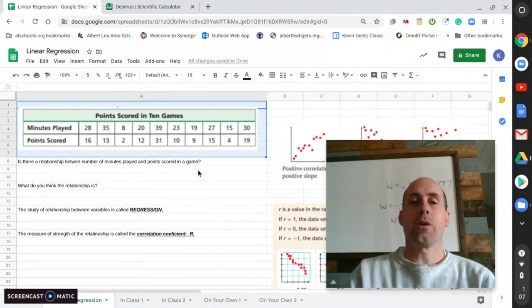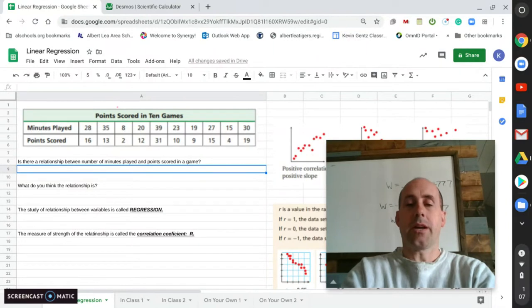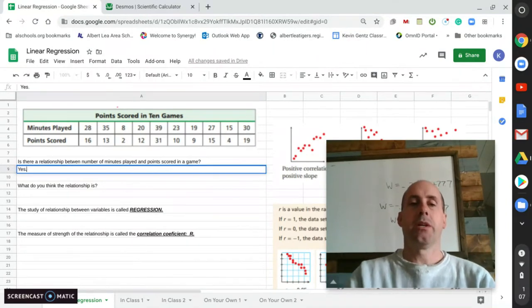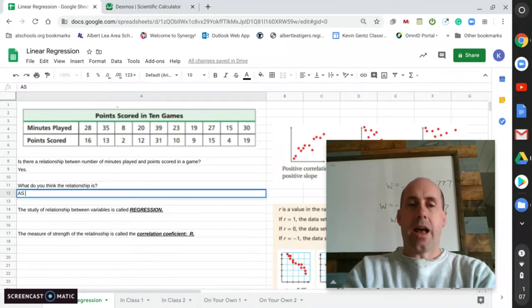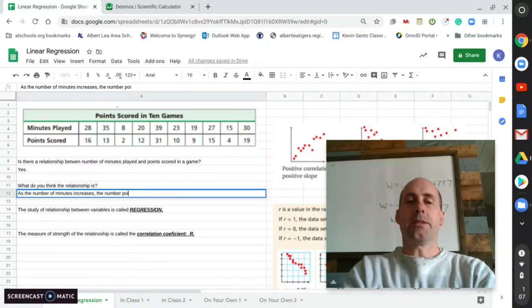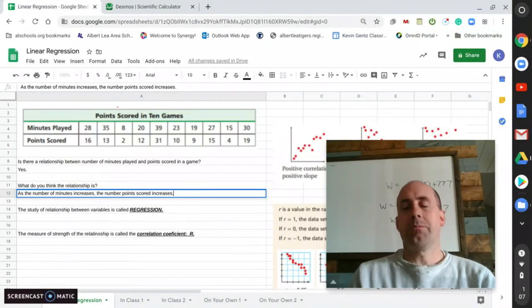The question I have for you is, is there a relationship between the number of minutes played and the points scored in a game? I would argue that yes, I believe there is a relationship. What do you think the relationship is? I think most of us would agree that as the number of minutes increases, the number of points scored increases. That's what we would expect the relationship to be.